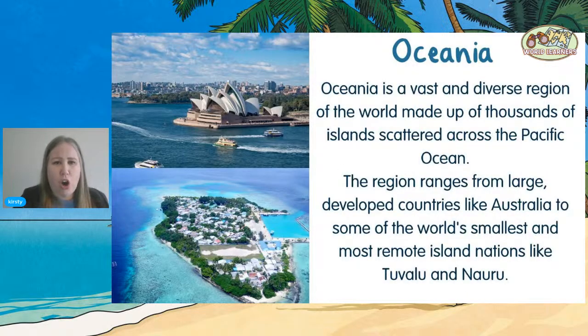Right then, so we've got Oceania. As a whole, as a continent, it's quite unusual, I think, because it's really vast. It covers a lot of land and ocean, and it's really diverse. It's made up of thousands of islands scattered across the Pacific Ocean, some of them not even inhabited. The region ranges from huge developed countries like Australia to some of the world's smallest, most remote island nations like Tuvalu and Nauru. Two really small islands.